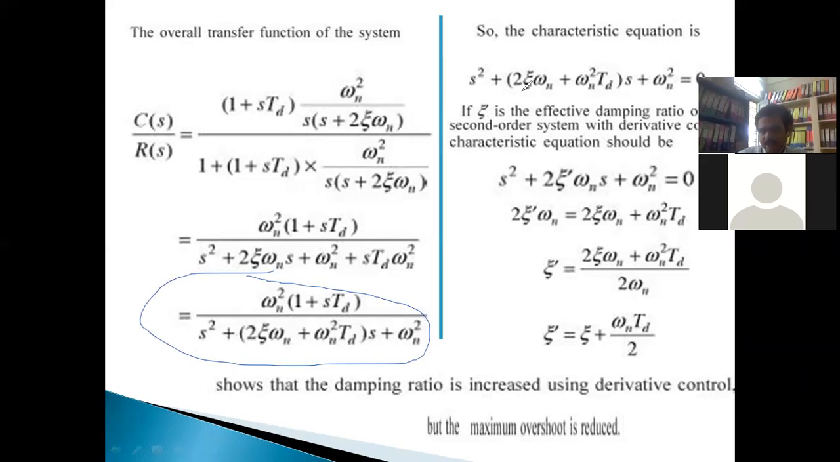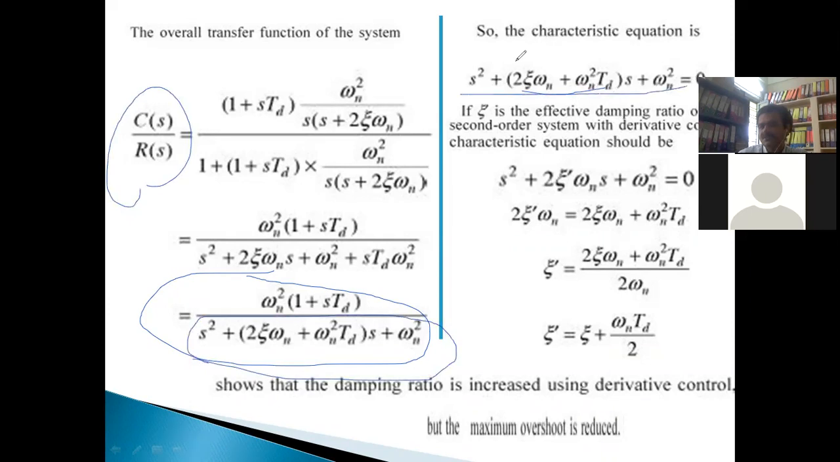Now, the characteristic equation means what? It is the denominator polynomial of the closed loop transfer function. This is the closed loop transfer function. So the denominator polynomial of a closed loop transfer function is called the characteristic equation. Now the characteristic equation for the system is this one.